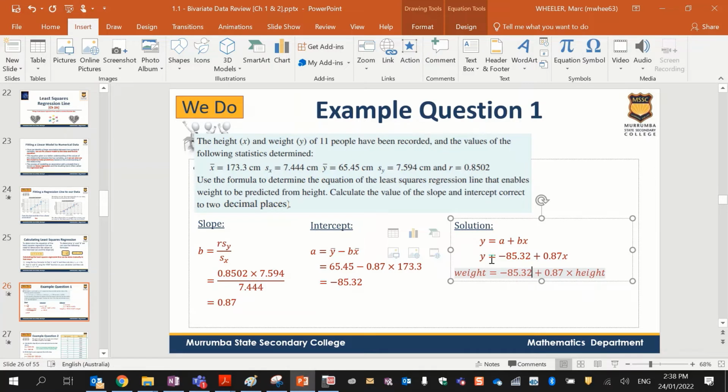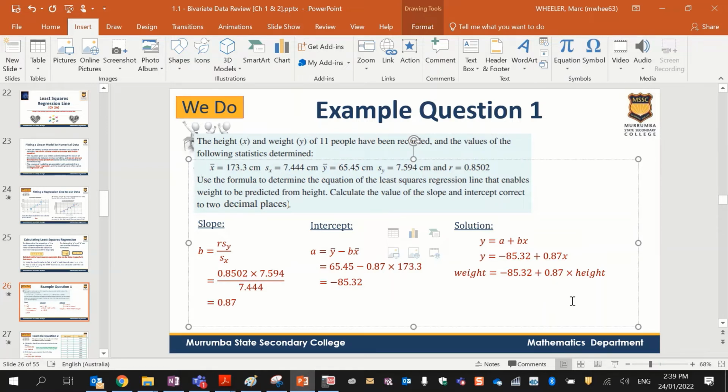And then the last thing that you do, once you've got the least squares regression equation, is you need to make it make sense. So with your PSMTs, you should have actually written like house price equals this plus this multiplied by distance from the CBD or whatever you did. For this question, we go back up and it says that height was X. So that means that X value we have to change with the word height, and Y was weight, so we change the Y with weight. So now we actually have an equation. Your weight is going to equal negative 85.32 plus 0.87 times your height.